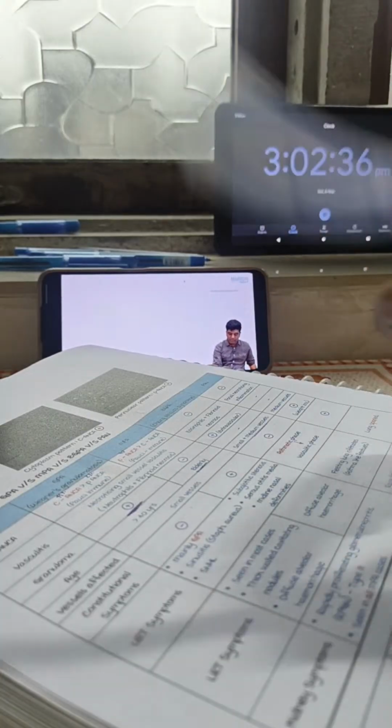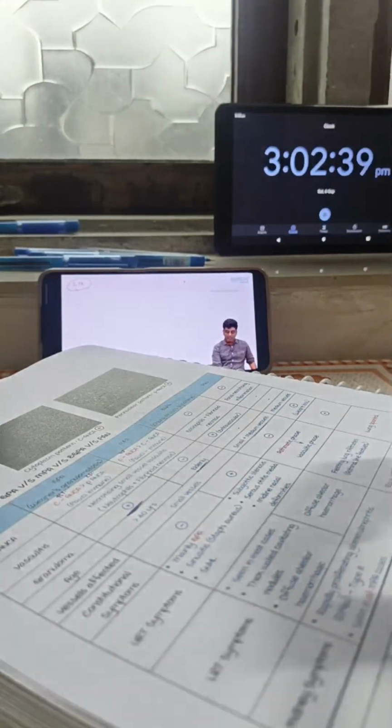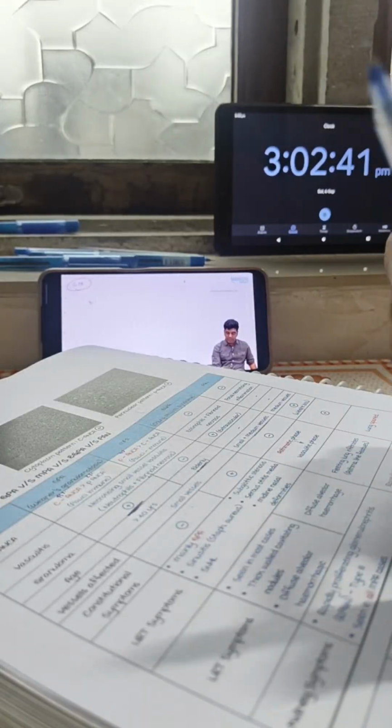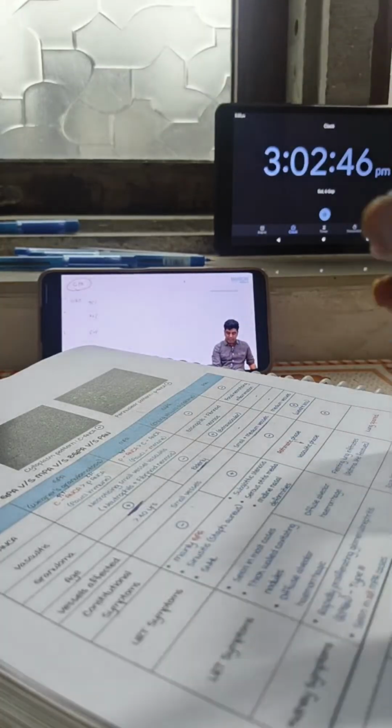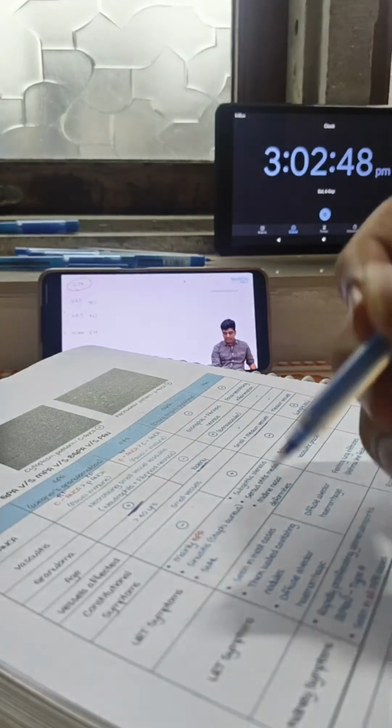Let us go to the individual vasculitis, starting with GPA. In GPA, there are 3 major manifestations: 95%, 90%, 60%. 95 is upper respiratory tract, 90 is lower respiratory tract, and kidney is 60%.